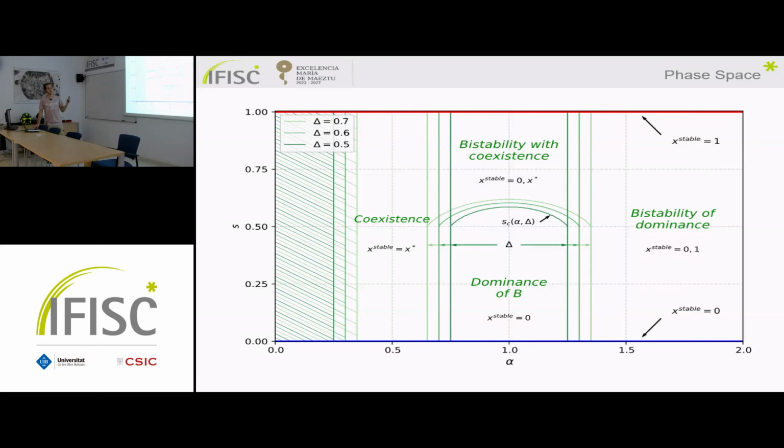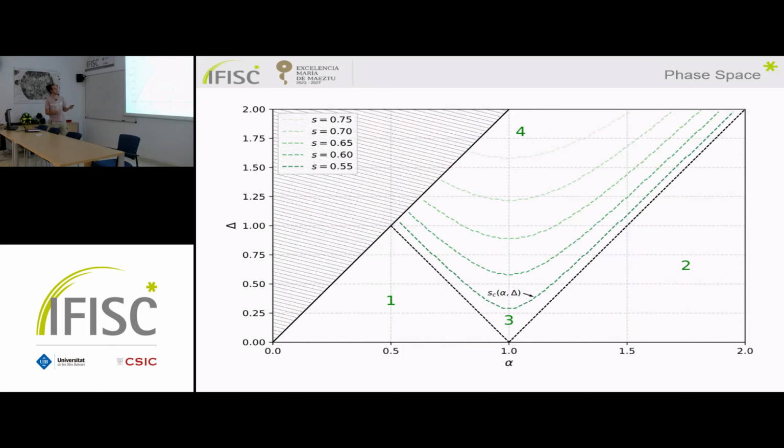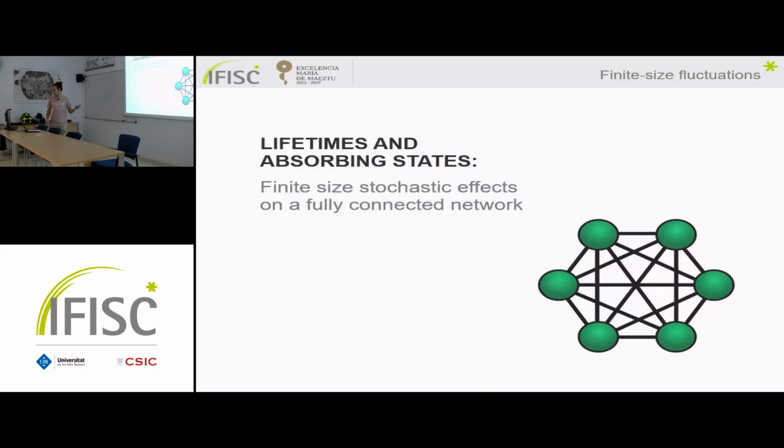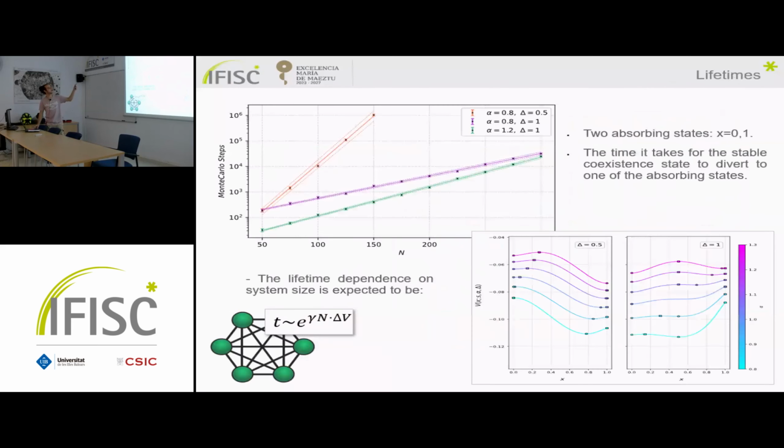That's it. Now we have been in the mean field limit, but we should explore the model in a finite size system to see if there are some absorbing states, and therefore study the lifetime of those that aren't. And what we find when translating the model into an agent-based model is that there are only two absorbing states, x equals 0 and x equals 1. And so the stable coexistence states found in the mean field limit will be metastable states, and given some time will diverge to one of the two absorbing states.